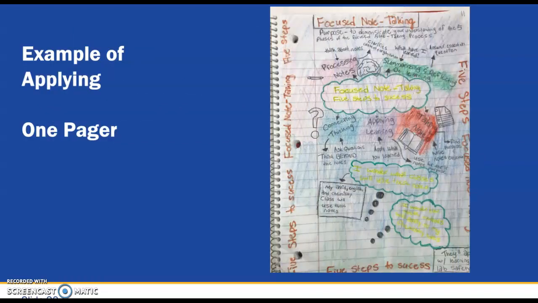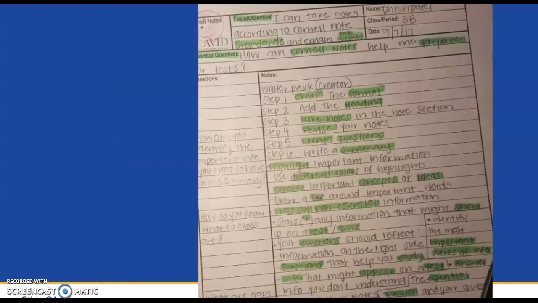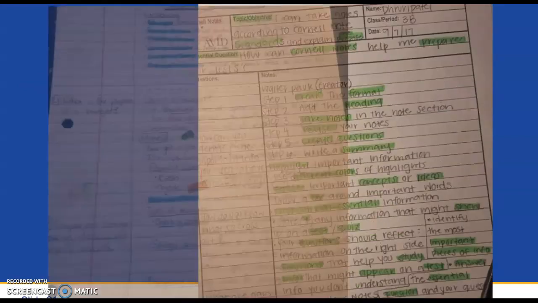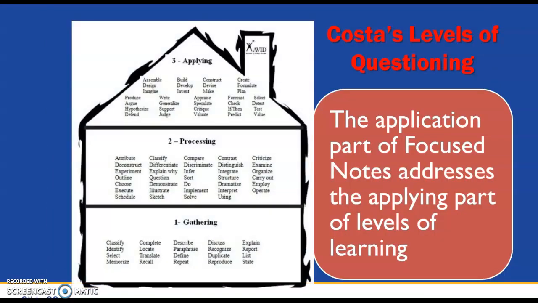Here's an example of applying. We use at the school a 1-pager, so this is an application of focused note-taking. Here's another one. So it's always great to have their students take their notes and apply them to this 1-pager. And I can send that rubric out for you guys. Here's an example of some Cornell notes, which seem to be popular. And the application part is obviously the highest level of learning.